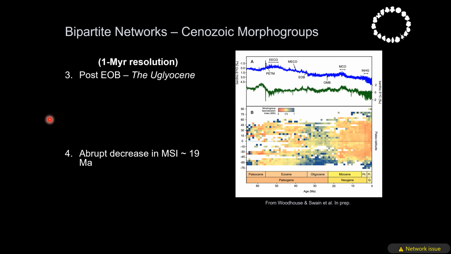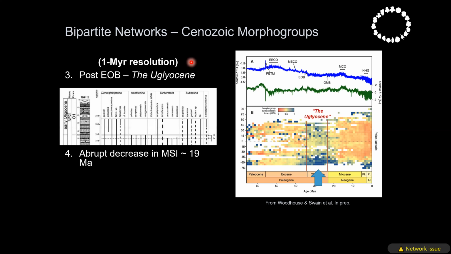Moving forward, one thing which is very clear is that we appear to have a very big signal of what biostratigraphers would call the Uglyocene, when unfortunately all of our beautiful ornamented species such as Hantkenina were wiped out across the Eocene boundary, leaving behind our globular forms such as Dentoglobigerina, Subbotina, and Paragloborotalia, which dominate the record for most of the Oligocene.